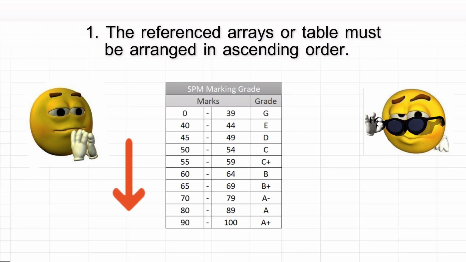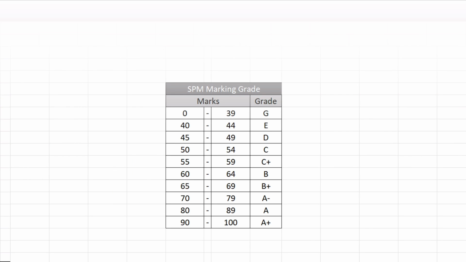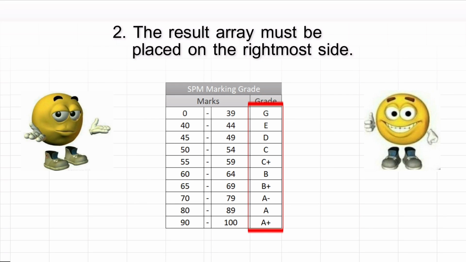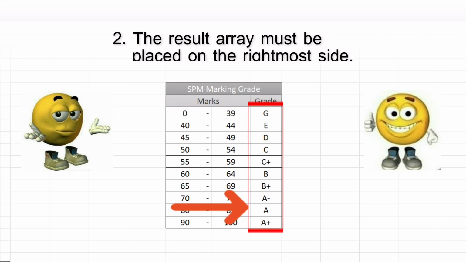First of all, make sure to arrange your reference table from top to bottom in ascending order. After that, your result array, in which the output you want to show, must be placed on the rightmost side. This is because the lookup function works by reading the table from left to right. Left is to find the value, while right is the result based on the value.